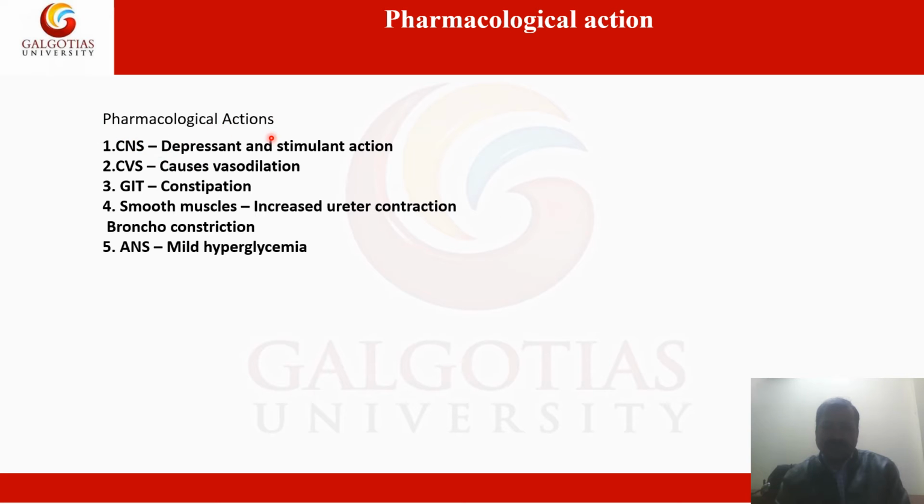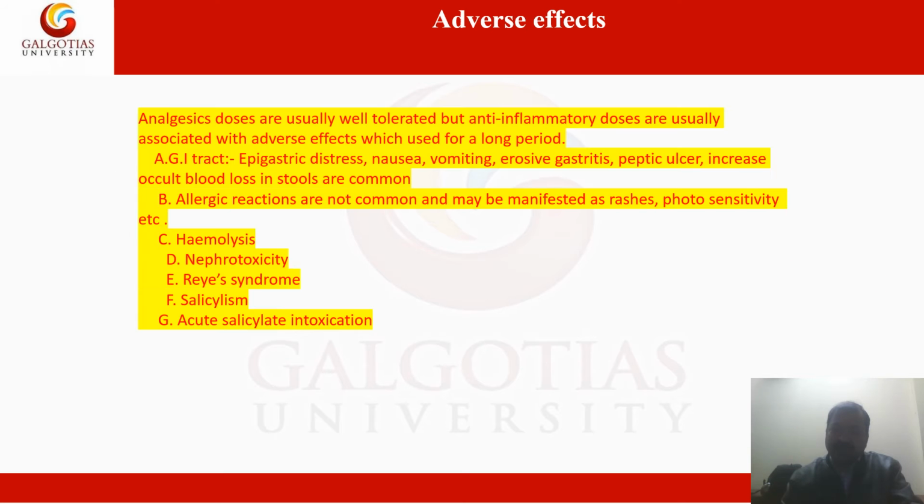Pharmacological actions: CNS depressant and stimulant actions; cardiovascular, causing vasodilation; GIT, constipation. These are the side effects. Smooth muscles: increased ureter contraction and bronchoconstriction; ANS, mild hyperglycemia. Analgesic doses are usually well tolerated, but anti-inflammatory doses are usually associated with adverse effects with use over a long period of time. Examples in the GI tract are epigastric distress, nausea, vomiting, erosive gastritis, peptic ulcer, and increased occult blood loss in stool, which are common.